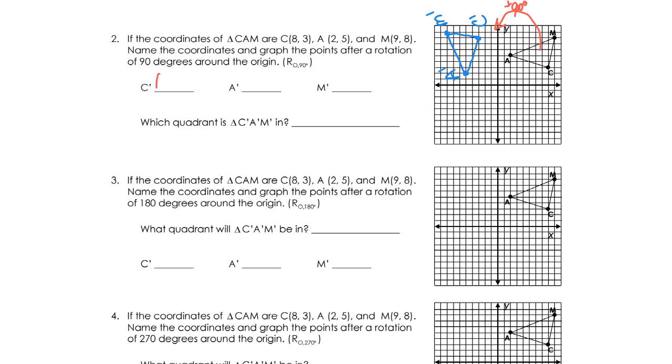So C prime is now at -3, +8. A prime is now at -5, +2. And M prime is now at -8, +9. And it's asking which quadrant is triangle CAM in, and it is in quadrant 2.